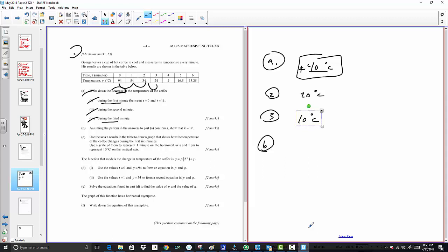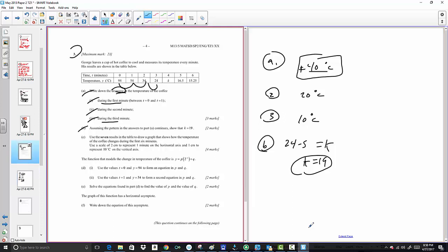All right, so what's happened here is we are dropping by half of what we had before. It starts at 48, but half of 40 is 20, half of 20 is 10, and half of 10 will be 5. So basically what I'm going to say is that 24 minus 5 is equal to K, and that K is equal to 19, because that's true. Okay, so all we can really do is show it like that. I don't really know how else we could show that pattern.